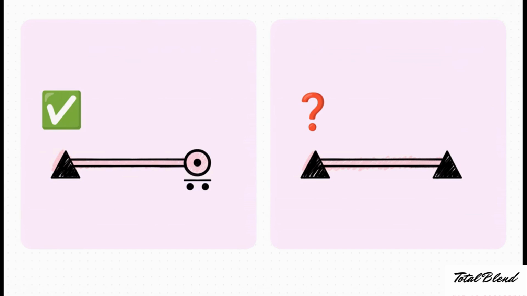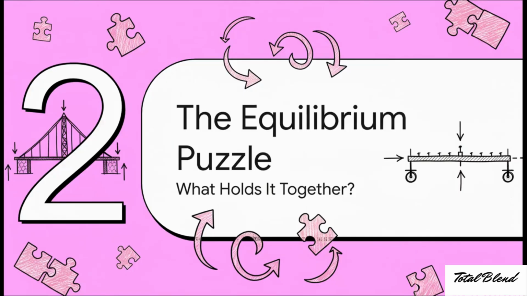Well, it all comes down to a concept called equilibrium. To crack this puzzle, we really need to get a handle on the absolute bedrock of structural analysis, equilibrium. All it really means is that for any structure to be stable, to not fall over or fly away, all the forces and all the twisting effects acting on it have to perfectly cancel each other out.